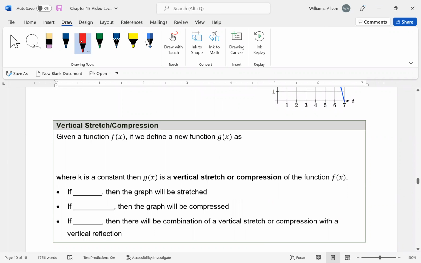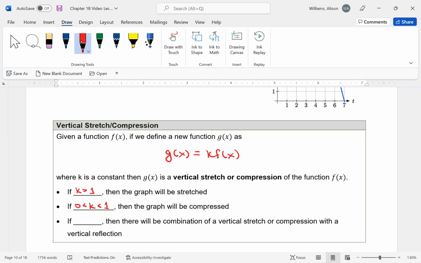Okay, so let's write that down then. Given a function f of x, we define g of x to be k times f of x. And k is representing a constant that is going to vertically stretch or compress f of x. And here's how we know which one it'll be. If k is bigger than 1, like a 2, like the one we saw, the graph is going to be stretched. If k is less than 1, but not negative, because negatives means it's reflecting, so k is between 0 and 1, like a fraction, like a 1/2, that's going to compress the graph.